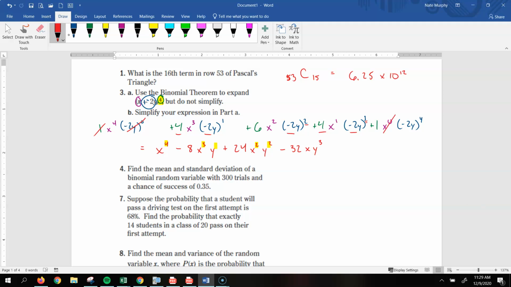And lastly, just like at the beginning, x to the 0 power is 1. 1 is 1. Multiplying that times the negative 2 to the 4th is not going to change anything. But negative 2 to the 4th power would be a positive 16. So it would be plus 16y to the 4th. And that is how you get your answer for number 3.